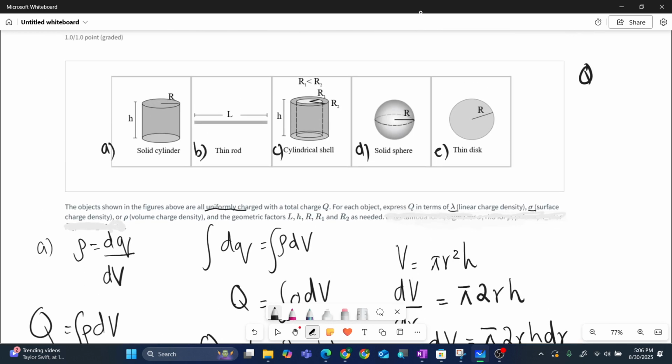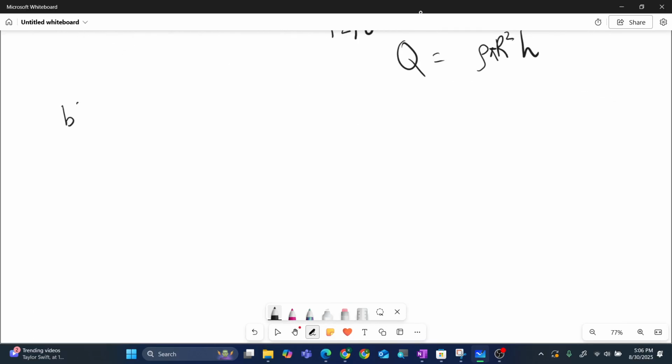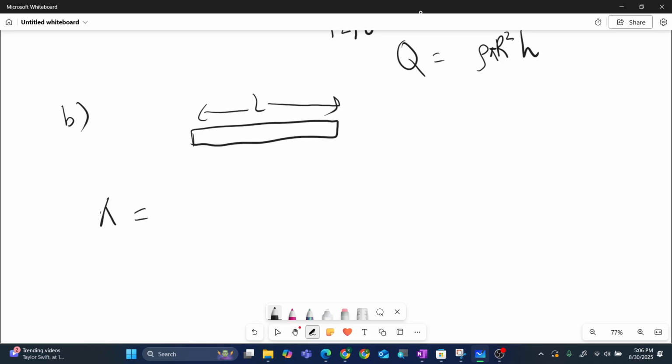Now let's talk about the other one, which is my thin rod with a length L. So this is part B, a thin rod with a length L. Now this is one-dimensional, so I will use linear charge density lambda. I know my total charge is Q, so this is Q over L. So this is going to give me Q equals lambda L.